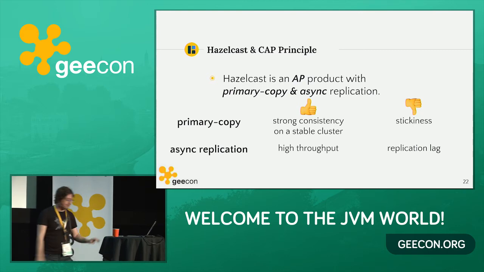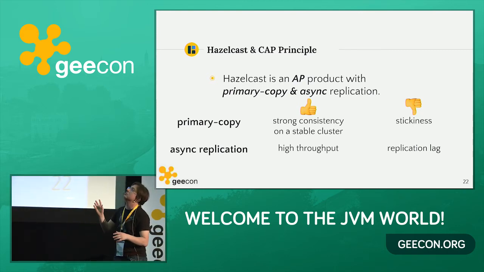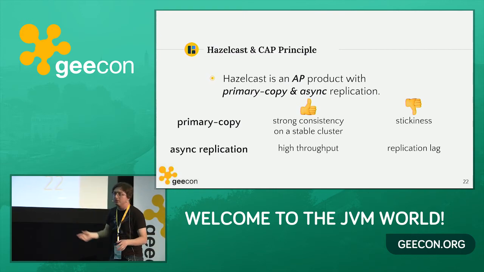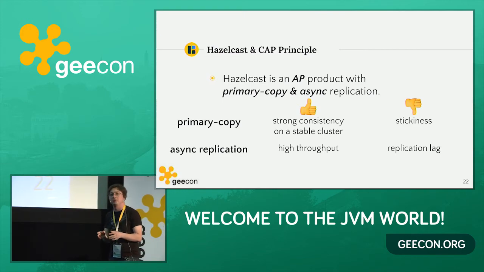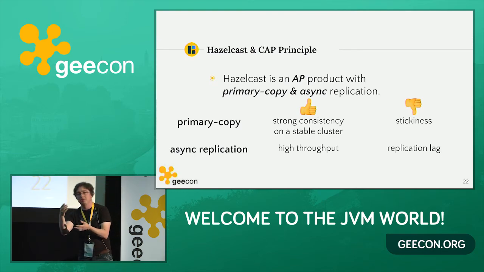I can mention how Hazelcast handles this CAP principle. So we are an AP product. In case of network partitions, we choose to be available on both sides of the partition. And under the hood, we implement the primary copy and async replication method.